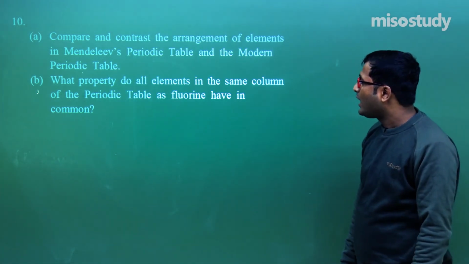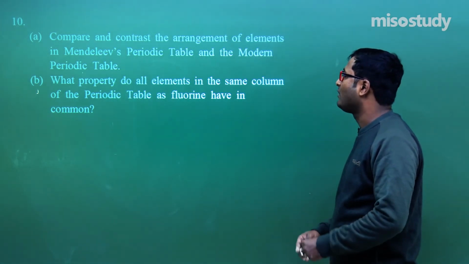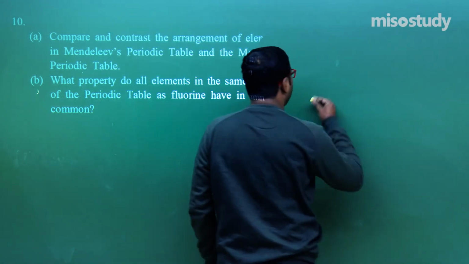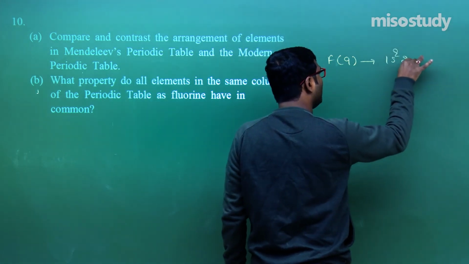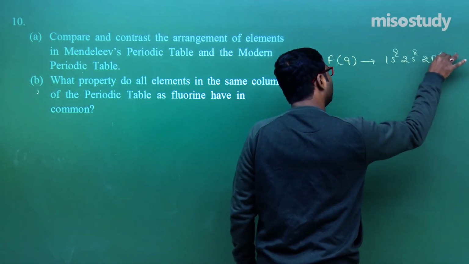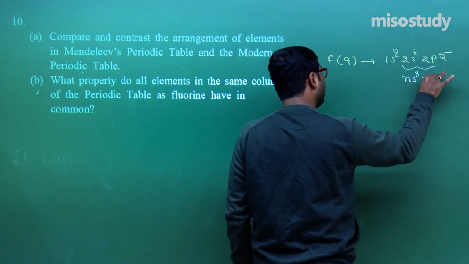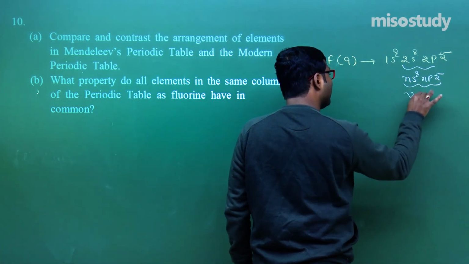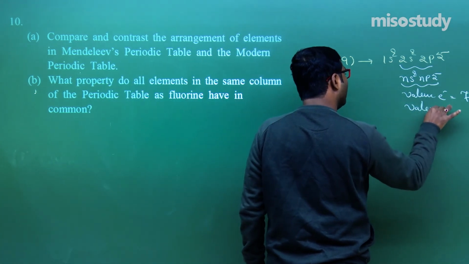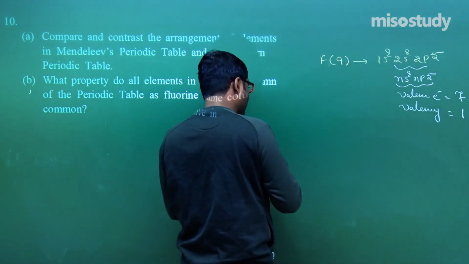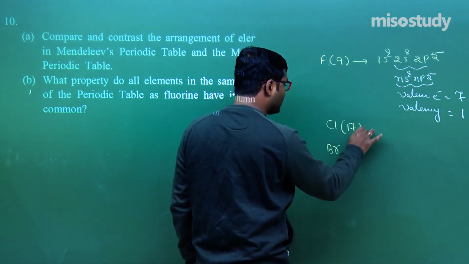Now the next one is, what property do all the elements in the same column of the periodic table as fluorine have? It's very simple. As we know, fluorine has electronic configuration 1s2, 2s2, 2p5. Clear to you? The outermost configuration is ns2 np5, the valence electrons in this case, my friend, are 7, and the valency we know is 1. If I compare it with chlorine, bromine and iodine, what do we observe, tell me?